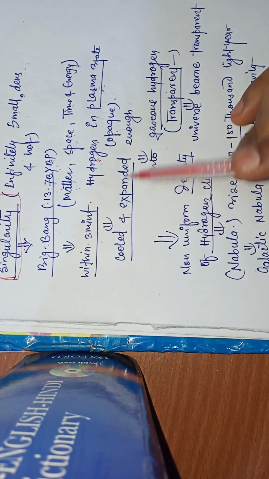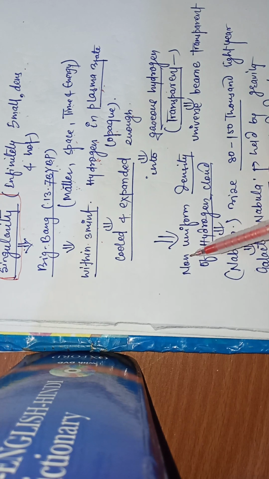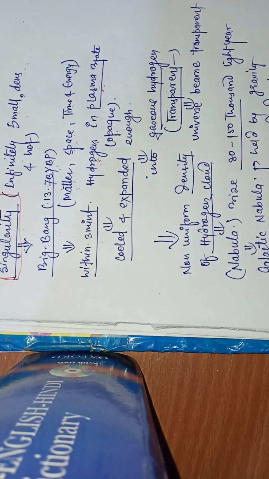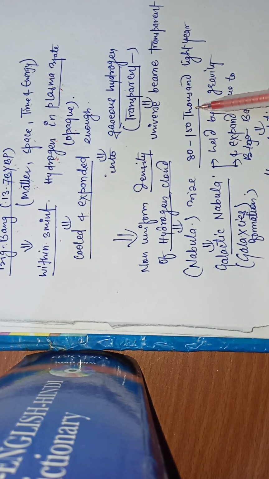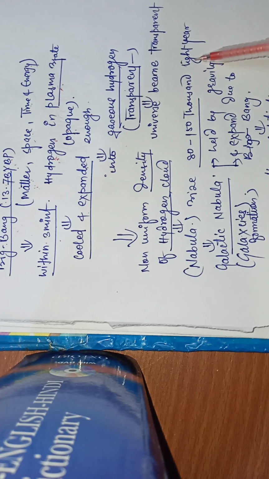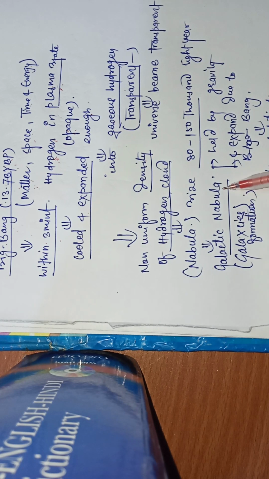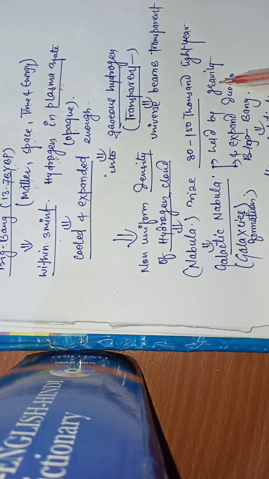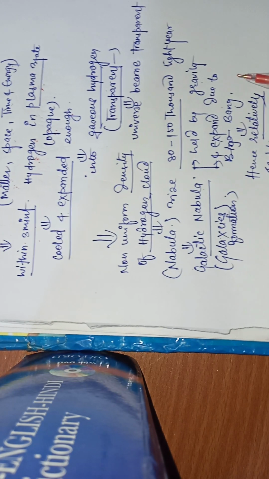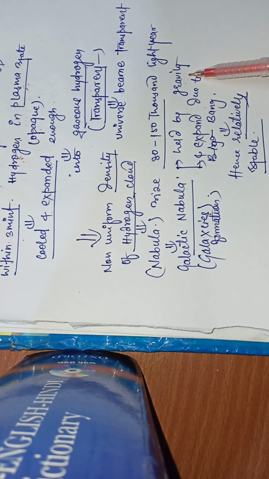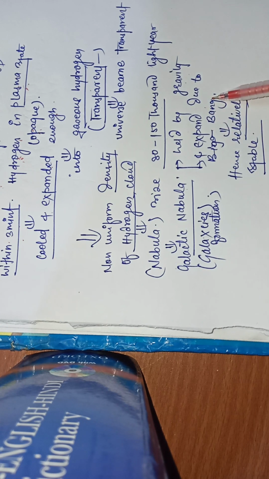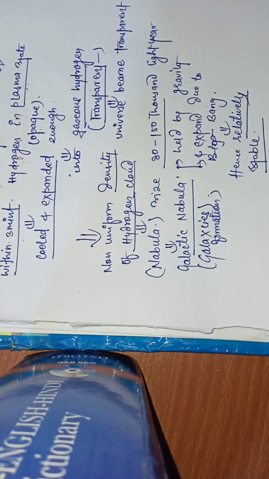These hydrogen clouds were not uniformly distributed. The non-uniform density of the hydrogen cloud gave rise to the nebula, and this nebula is a galactic nebula having a size of 80 to 150,000 light years. A light year is a measurement of distance between two celestial bodies. These galactic nebulae were held together by their own gravity and expanded due to the Big Bang, so they were relatively stable, as gravity pulled them inward and the Big Bang and spinning pushed them outward.